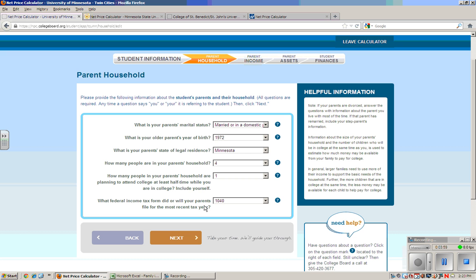Now, in terms of tax forms, I recommend that you probably pick the 1040. If you're doing this with your family and you have your actual tax forms, you can use those documents.